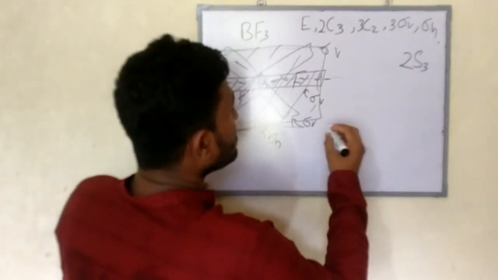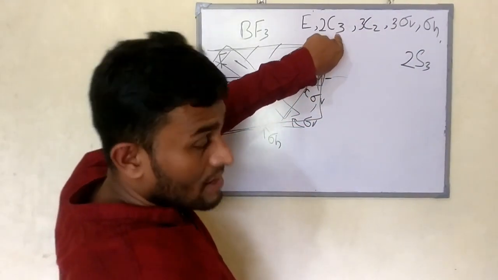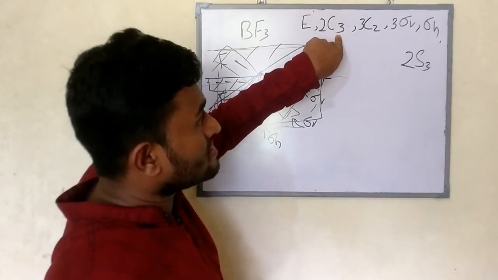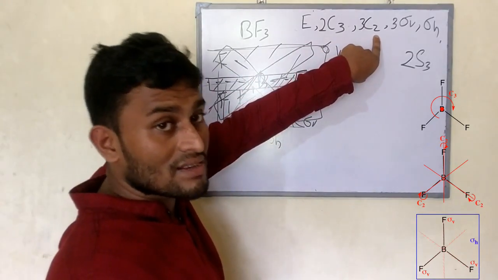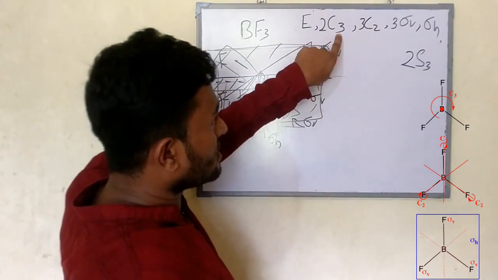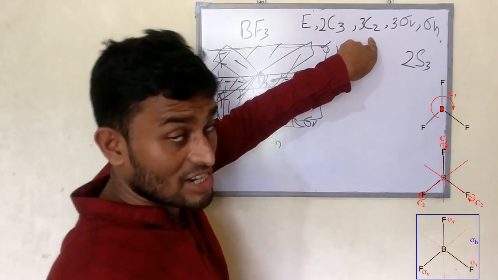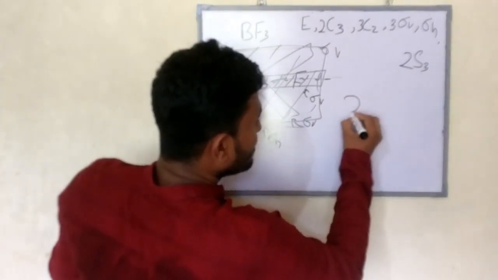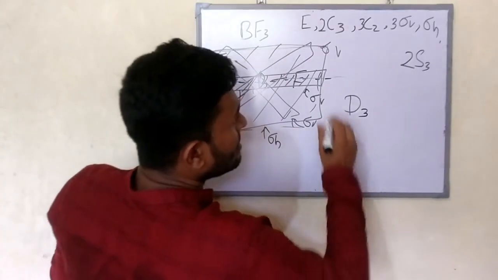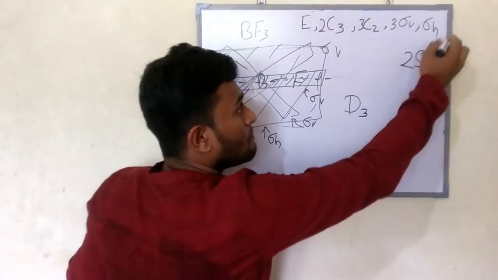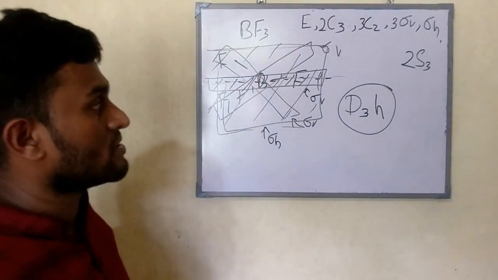So what is the point group here? 3 is the principal rotation axis, but a similar number of other C2s are there. So the number is 3, but similar number of C2s are there. So that is D group. Then the highest rotation is 3. Then you want to give priority for the plane H. So this is D3h point group.